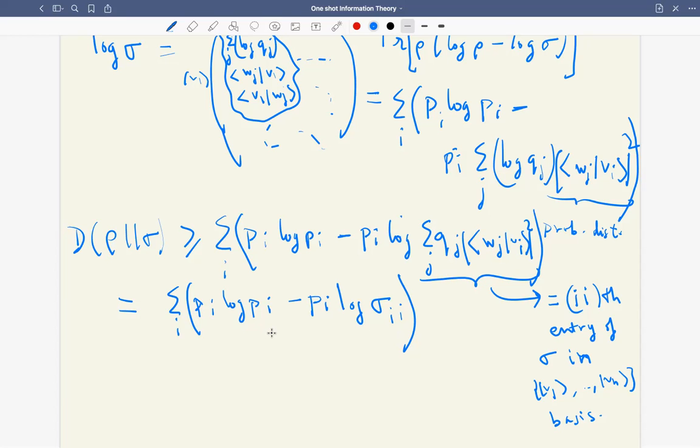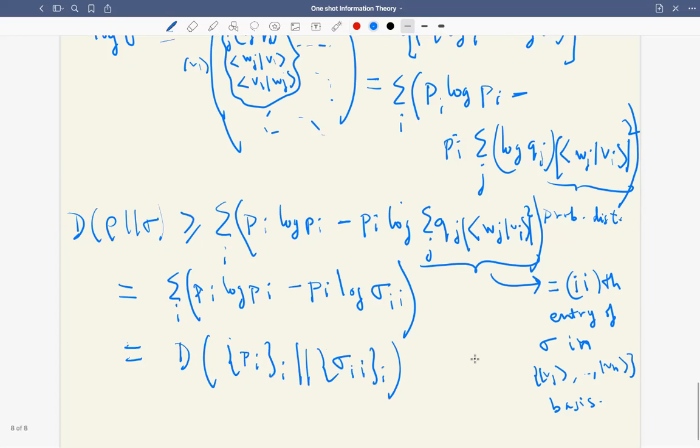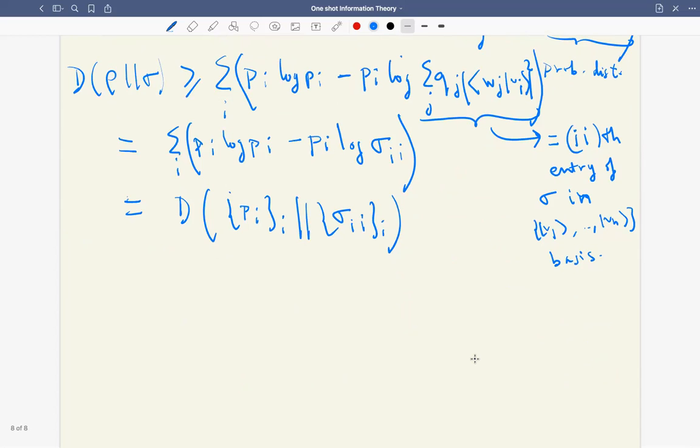But now what is this expression? This expression is the classical relative entropy between the probability distribution p_1 to p_n and the probability distribution sigma_11, sigma_22, up to sigma_nn. This is nothing but D of the probability distribution p_i with respect to the probability distribution sigma_ii, just the classical one. And now we can invoke all that we know about classical relative entropy. So first of all, I immediately get that this is greater than or equal to 0.